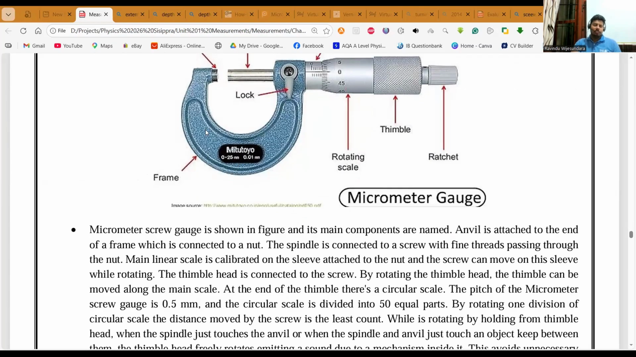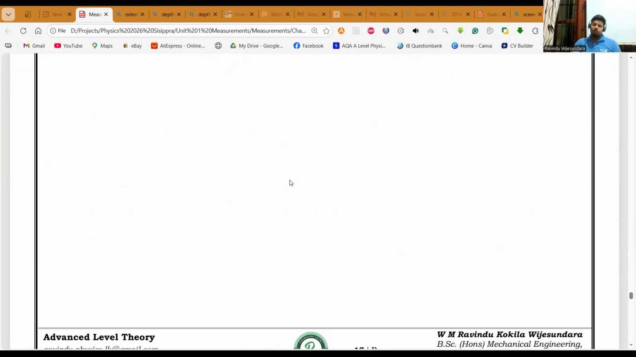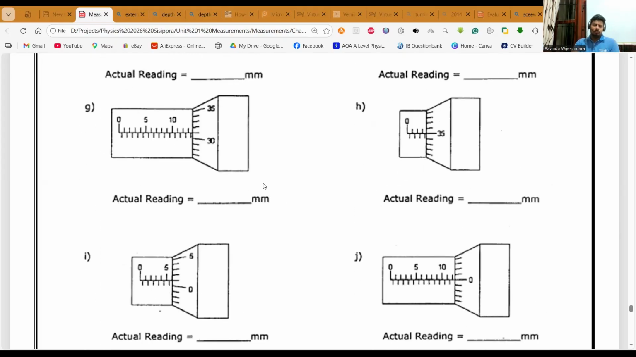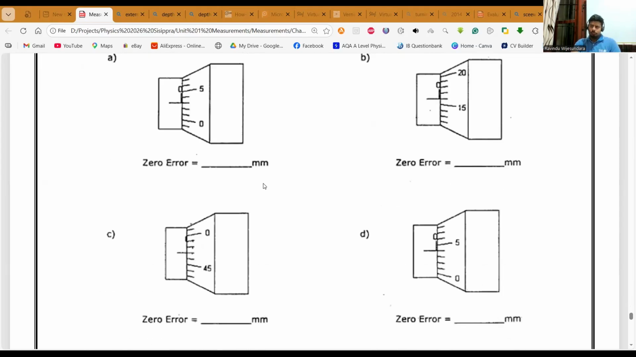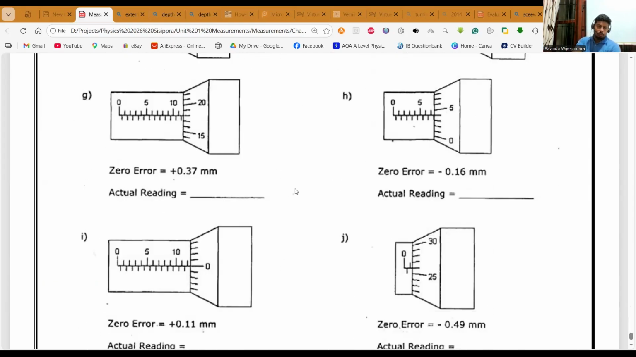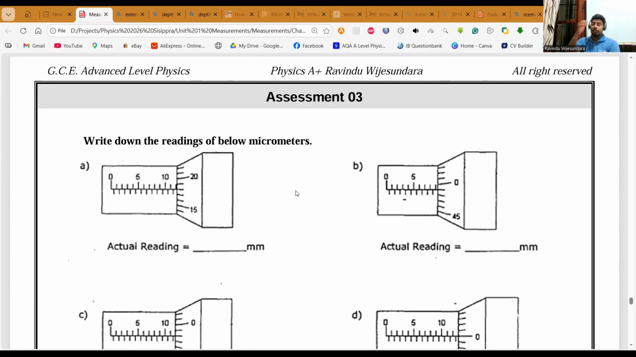Similar to the vernier caliper, I have prepared a lot of examples for you to try. Most probably your tutorial may also reach you within the next couple of days, so we can do it from both sides. Don't worry, as you understood the vernier caliper, I am going to give you full knowledge on the micrometer screw gauge: how it is read, what the zero error is, how to calculate zero errors, and things that need to be considered when using a micrometer screw gauge.